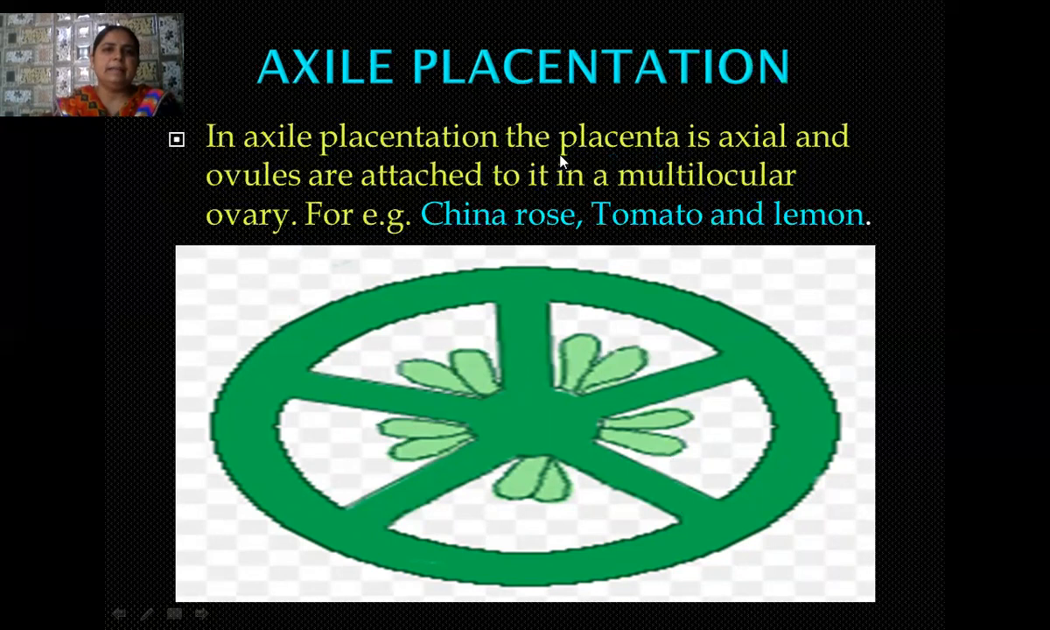So this is axial placentation, and the common examples are China rose, tomato, and lemon. When you cut the tomato, you can see this type of placentation.